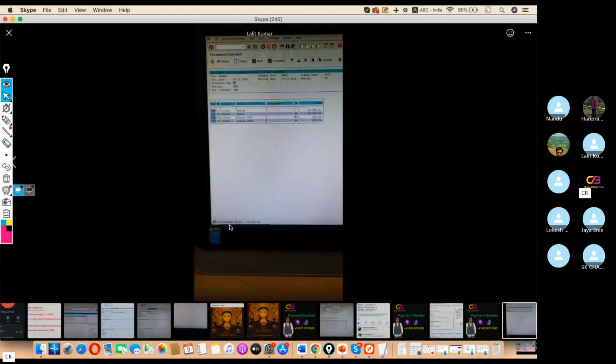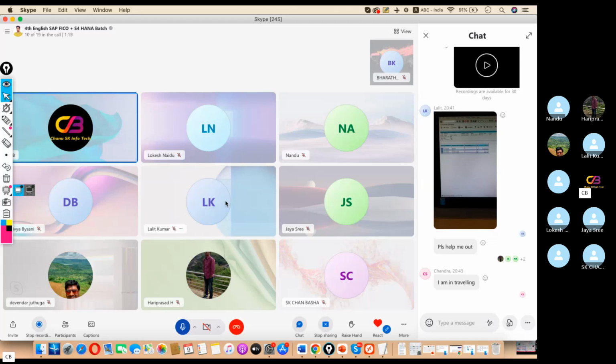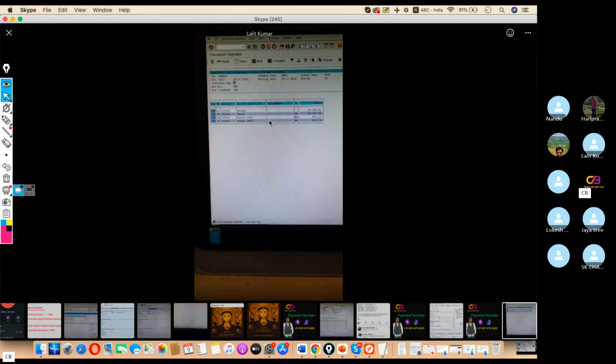Okay, see, this is nothing. Just click on the output CGST and output SGST, double click on them and give the text message. That's enough. Double click on the output CGST and give the text, and again on output SGST and give the text.